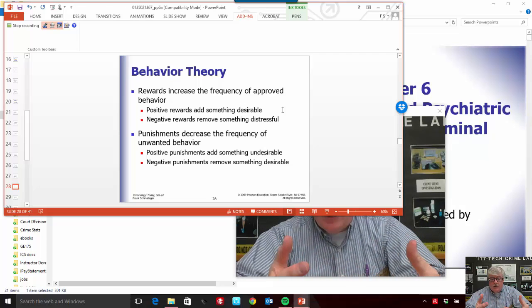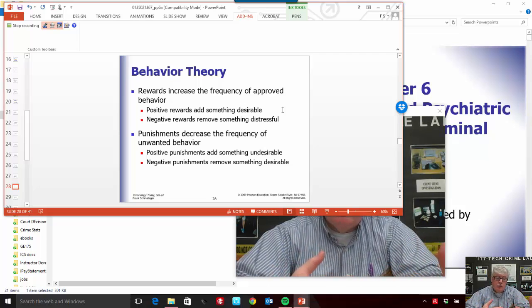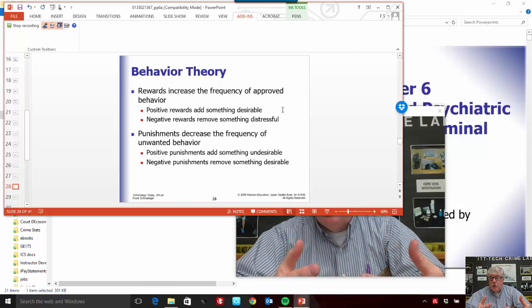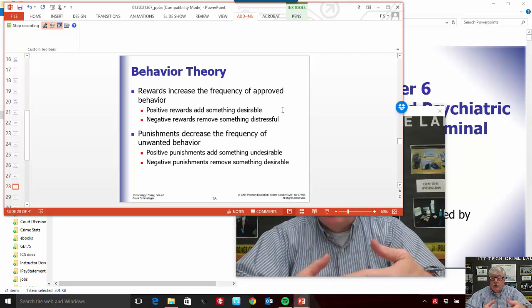So you can have positive rewards and you can have positive punishments. Don't think of it as good or bad. Think of it as adding and subtracting.